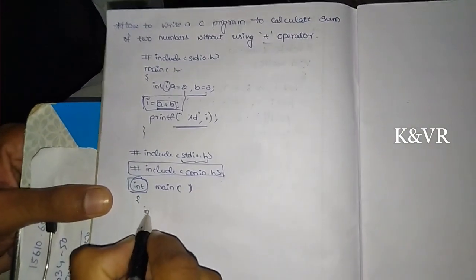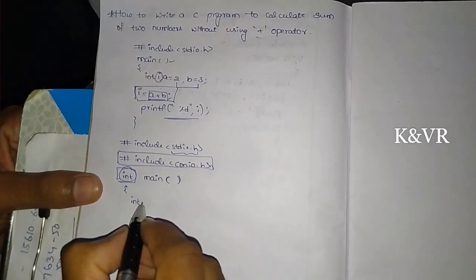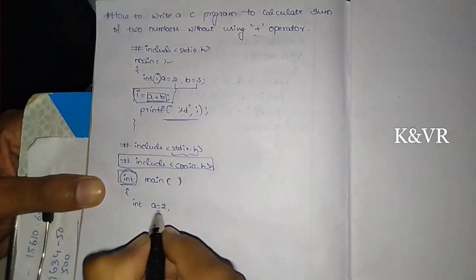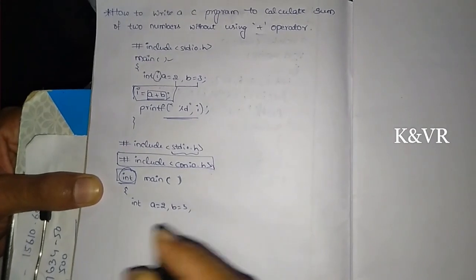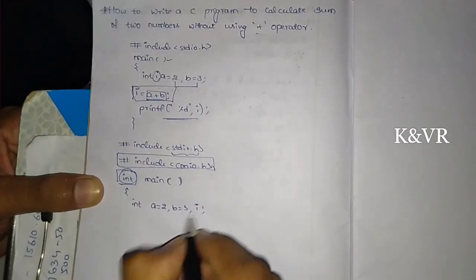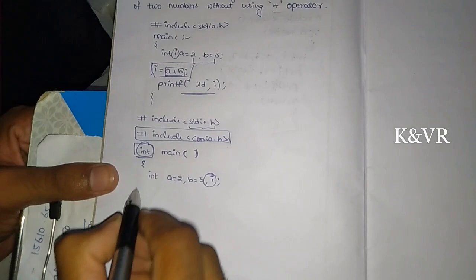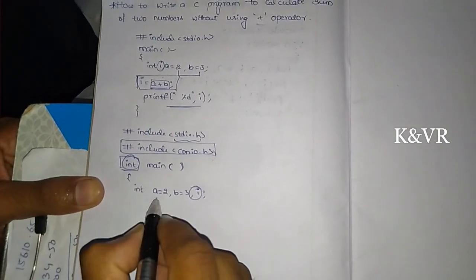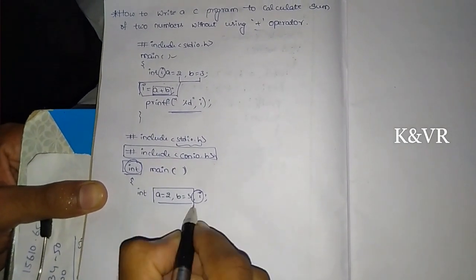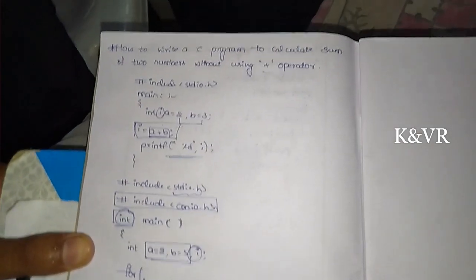And now I am declaring two integers, a equal to 2 and b equal to 3, and a variable i which I will use later in this program. Now to calculate the sum of a and b, I will write like this.